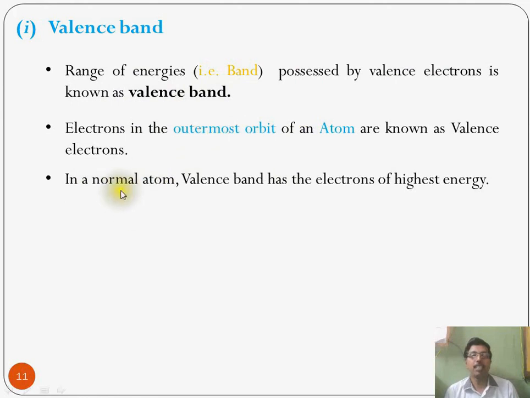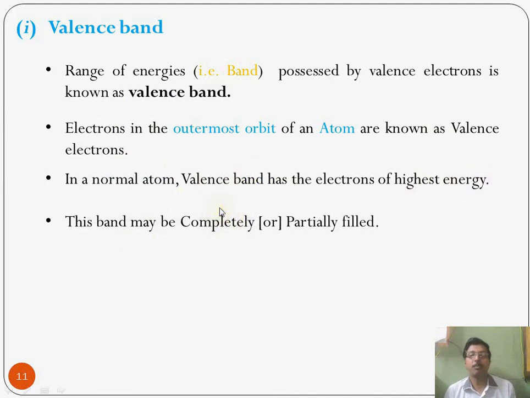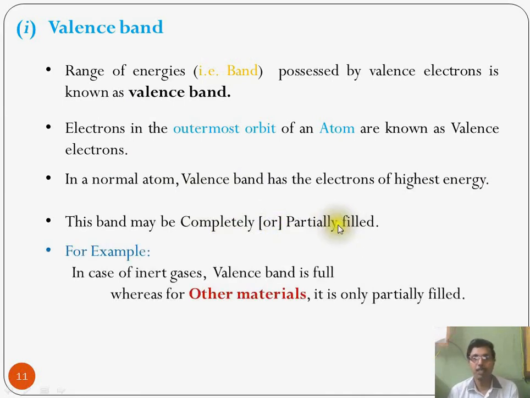In a normal atom, the valence band has electrons of the highest energy. The electrons present in this band acquire the highest energy levels. This band may be completely or partially filled. For example, in an inert gas the valence band is full, whereas in other materials it is only partially filled.